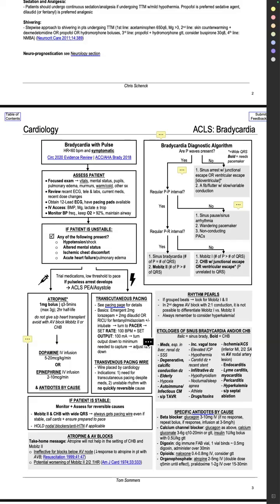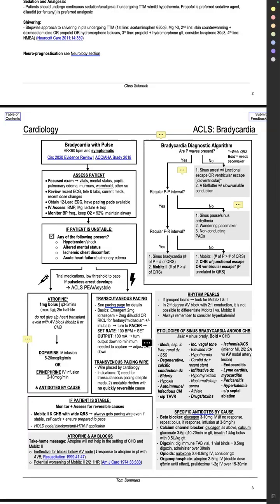And let's say that fails, or the pads are placed and you go ahead and do transcutaneous pacing or transvenous pacing, for which you need to consult cardiology. And for transcutaneous pacing, you want to anesthetize the patient or give them analgesia. If you're just giving analgesia, you give 2 milligrams lorazepam plus 2 milligrams Dilaudid, or if you want to intubate them, you give fentanyl plus midazolam, and then you intubate. Then you turn the pacer to 100 beats per minute, set the output to 100 milliamps, and you go ahead and do that.